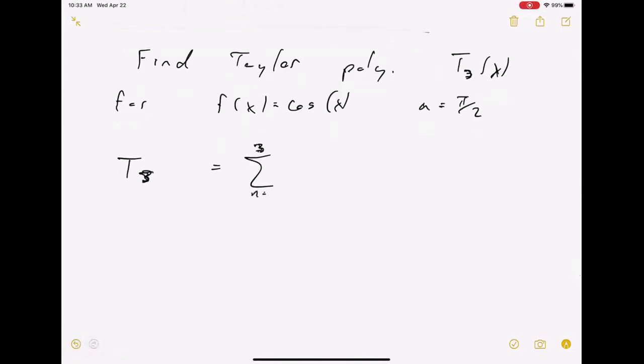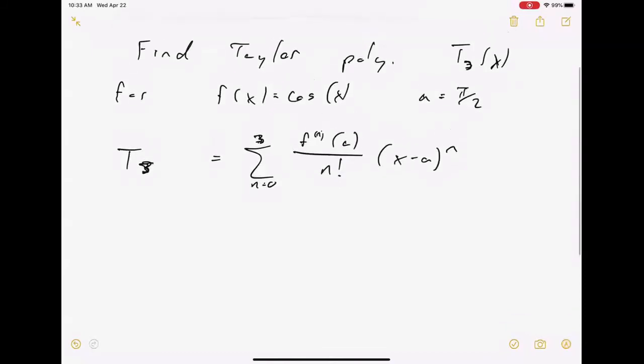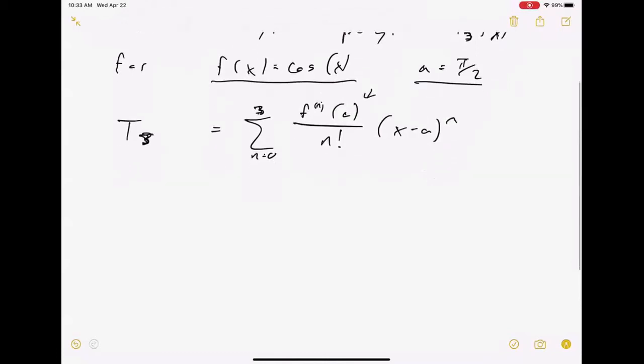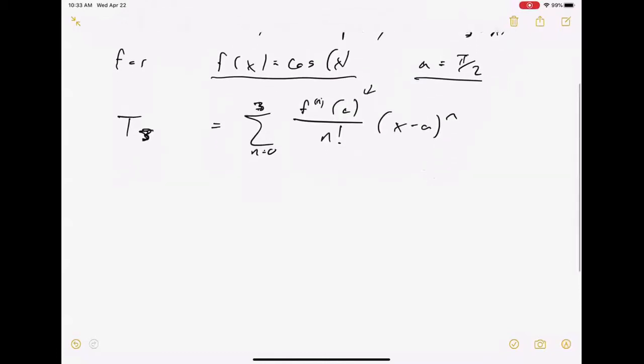And then everything else is the same. We have the derivatives at a divided by n factorial, x minus a to the power n. So basically all we need to do is find our derivatives of f and plug in a, and those are our coefficients. Then everything else is given to us by the formula.